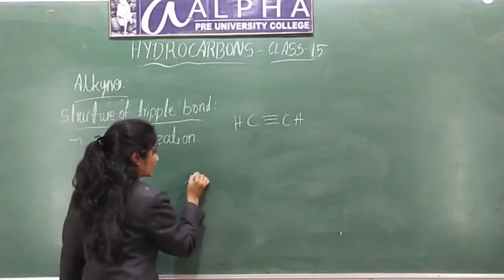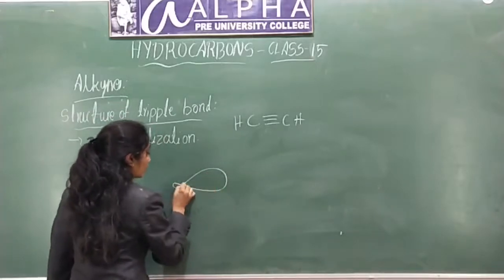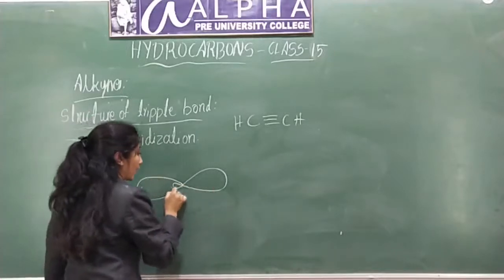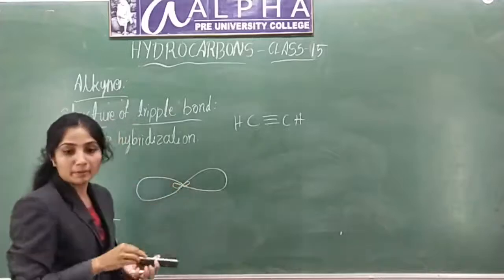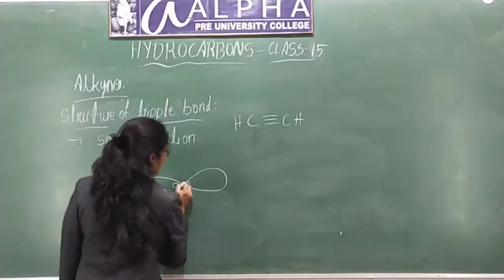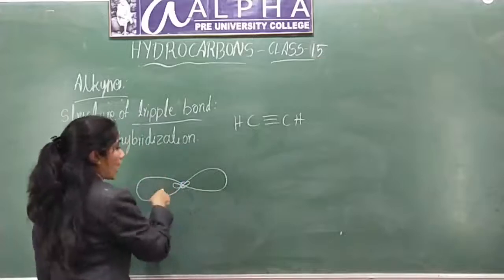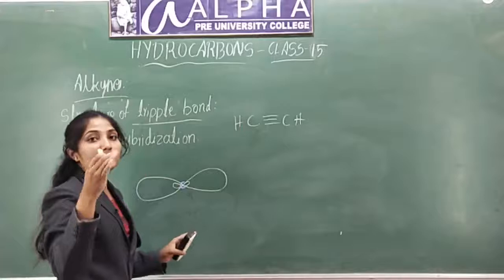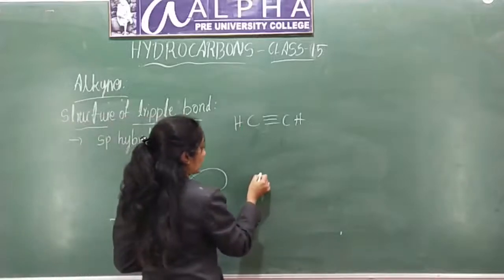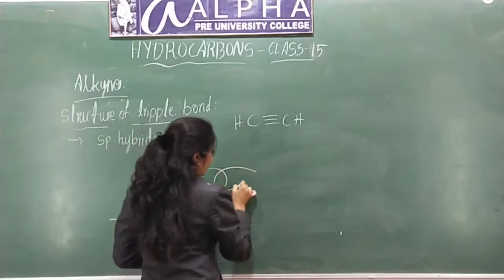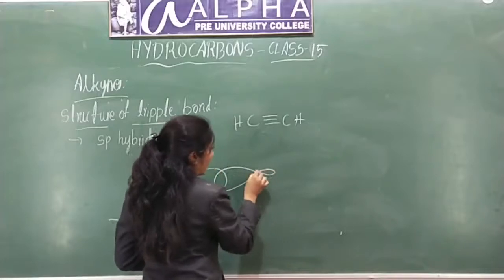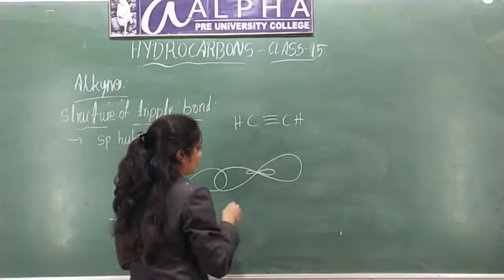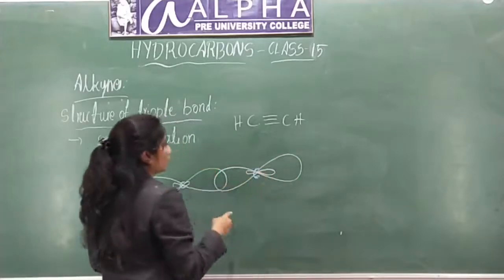This is 1 hybrid orbital of 1 carbon atom. I will write it like this. This is 1 hybrid orbital of 1 carbon atom and this is another sp hybrid orbital of another carbon atom. The carbon atom will be present here, containing 2 sp hybrid orbitals. In ethyne, there will be 1 more carbon atom that also contains 2 sp hybrid orbitals like this. So the carbon will be present here.